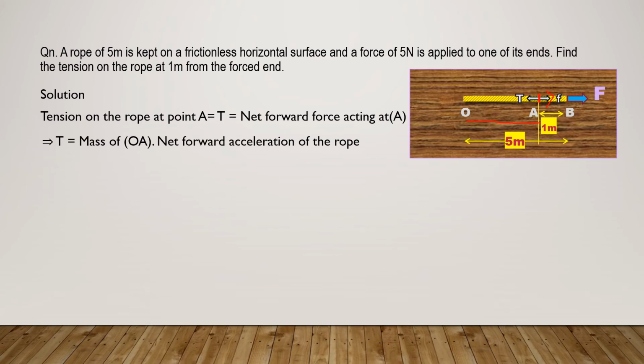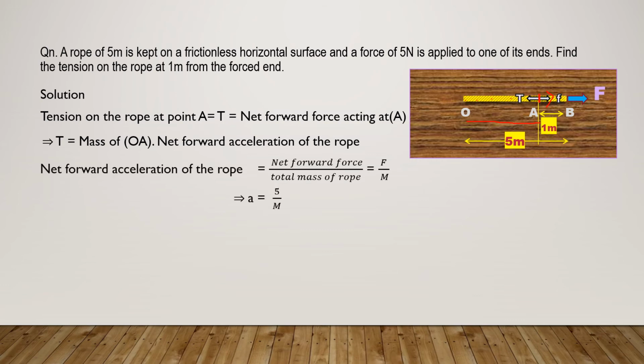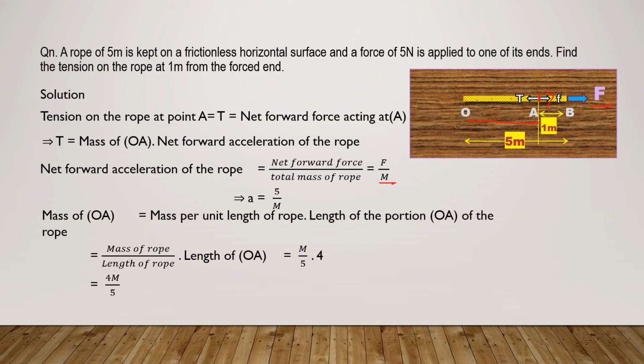Here we may note that the net forward acceleration is the same for all the particles on the rope because it is a rigid body. Now the net forward acceleration is equal to the net forward force which is dragging the rope divided by the total mass of the rope, which we have taken here to be capital M. So a will be equal to 5 Newton by M. Now the mass of the portion OA will be equal to mass per unit length of the rope multiplied with the length of the portion from O to A.